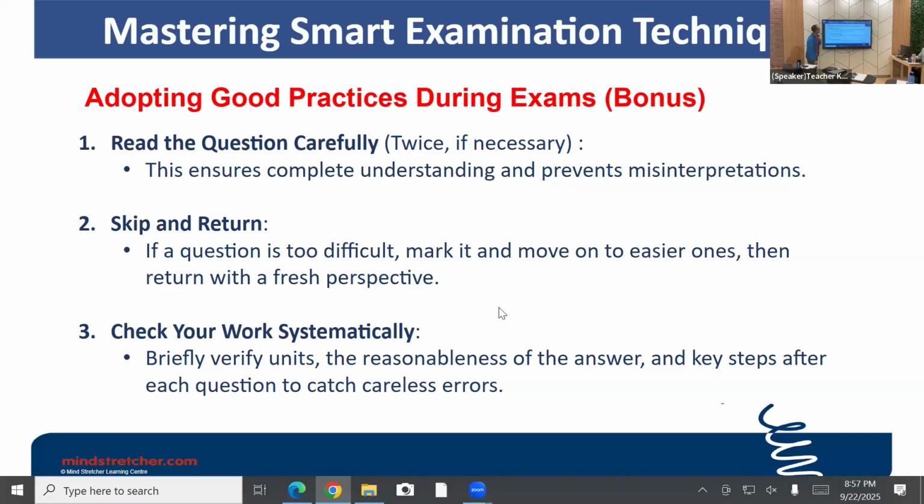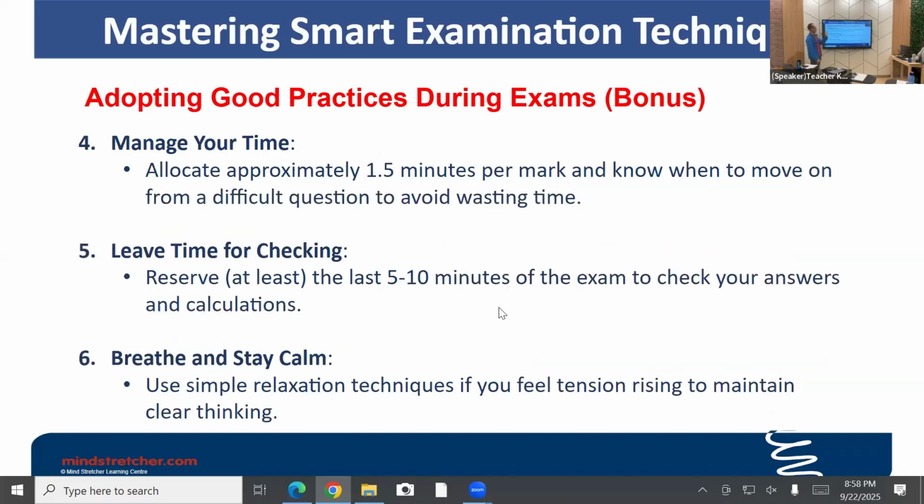Next thing is to manage your time. Allocate approximately 1.5 minutes per mark, and know when to move on from a difficult question to avoid wasting time. This is related to the previous one where I mentioned it. Please do not take too much time for each mark that is allocated. And then next is to leave time for checking. At the end, please try to have some spare time so that you can check your calculations and your written answers. Because sometimes you may spot some errors along the way when you are checking.